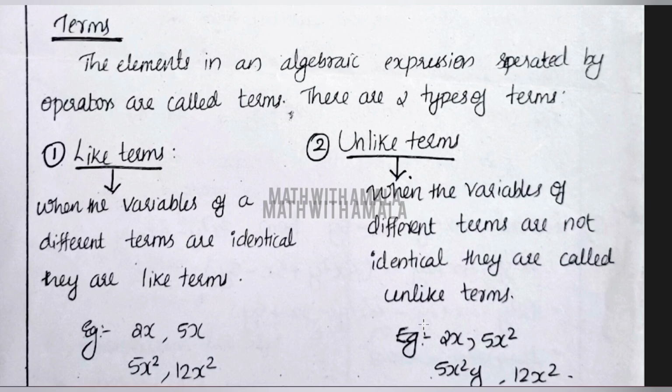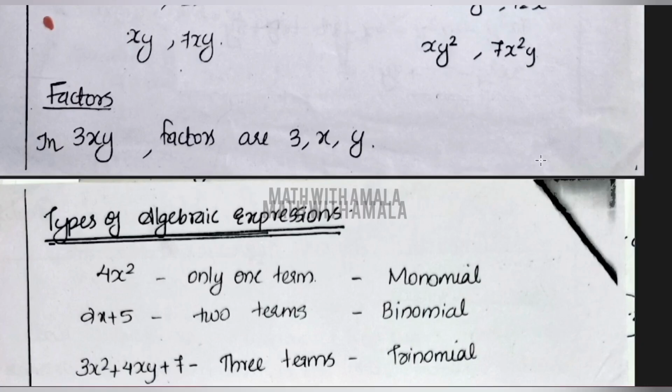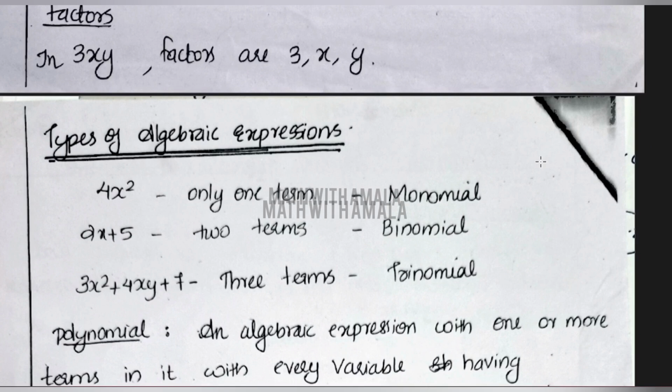In the terms 5x²y and 12x², the x² term is the same with the same power, but we have one more variable, y, which is not found in the second term. What are the factors? In 3xy, the factors are 3, x and y, like we have the factors of 6 as 2 and 3, or 1 and 6.